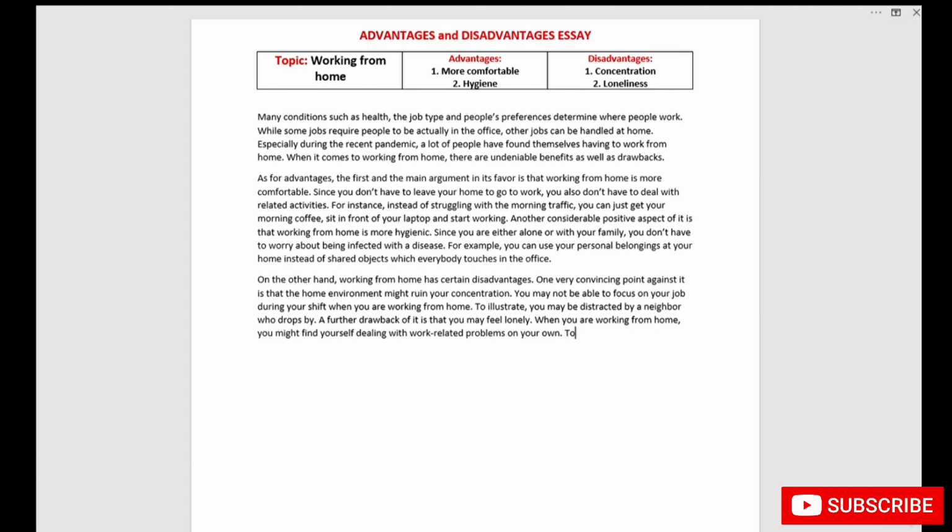To give an example, I say, now I'm going to make it much more clear with a specific example. You may have to deal with a demanding customer without your co-workers' support. So this sentence helps me illustrate my point, and this way I gave a specific example.